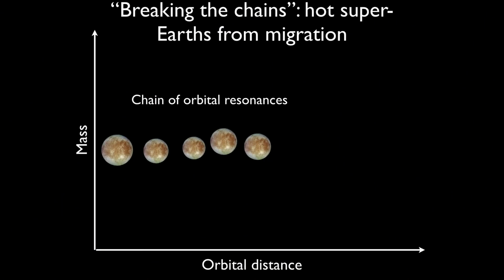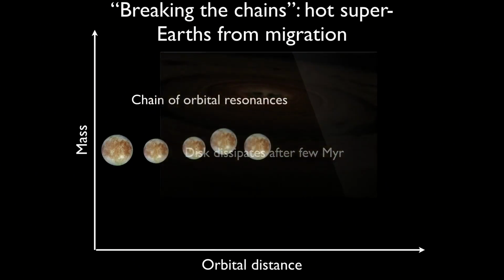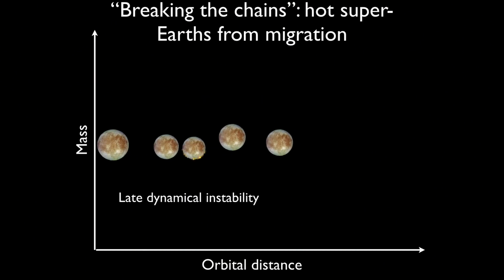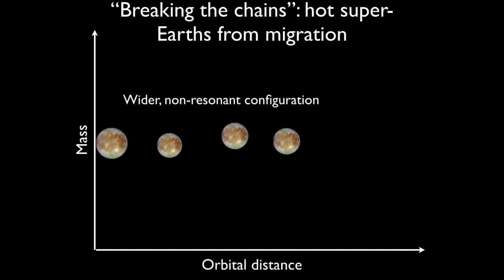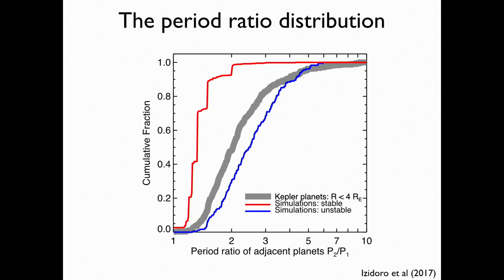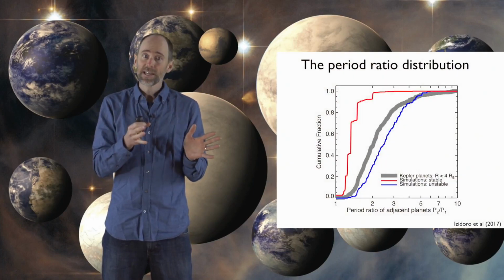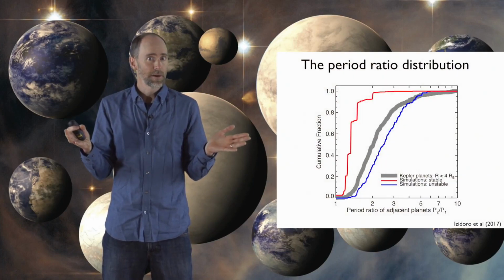Going back to the period ratio distribution, the observed distribution of super-Earths is that gray curve. The red curve shows that staircase-like function. Those are the resonant chains that form in pretty much all systems, but most of them go unstable and produce that blue curve. And basically by mixing the blue and red curve, we can easily match the observations if only 5 to 10% of those resonant chains remain stable, and the vast majority become unstable. Of course, a few percent do remain stable, and we see some of those.